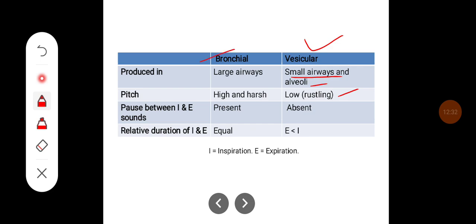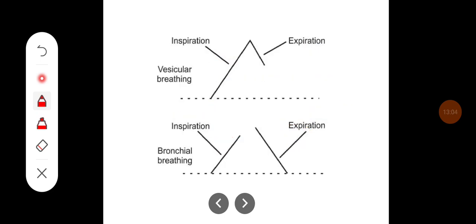Whereas the bronchial breath sounds are produced in the larger airways, and they have a very high pitch and are harsh. There is a definite pause between inspiration and expiration with the bronchial breath sound, whereas vesicular breath sounds are continuous. The ratio of inspiration to expiration is equal with the bronchial breath sound, whereas expiration is shorter compared to inspiration in the vesicular breath sound.